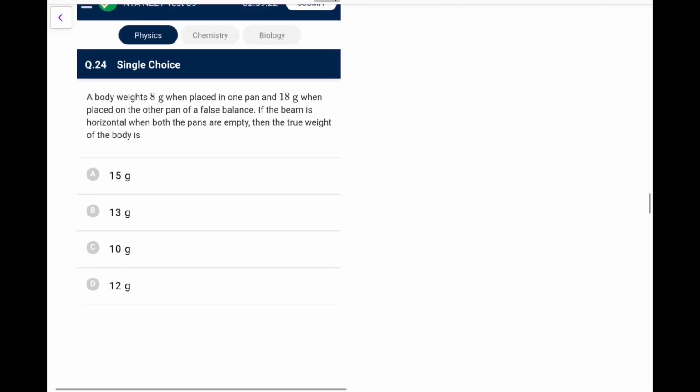Next one, a body is weighing 8 gram when placed in one pan and 18 gram when placed on the other pan of a false balance. If the beam is horizontal when both the pans are empty, then the true weight of the body is, okay, so it's an interesting one. It weighs 8 gram when placed in one and 18 when placed on the other. So for the first case, mgl1 would be equal to 8g into L2. 8 I am taking in grams only. In the second one, mgl2 would be equal to 18gl1, because now the L1 L2 arms will be changed because you have changed the pan. So let it be like this.